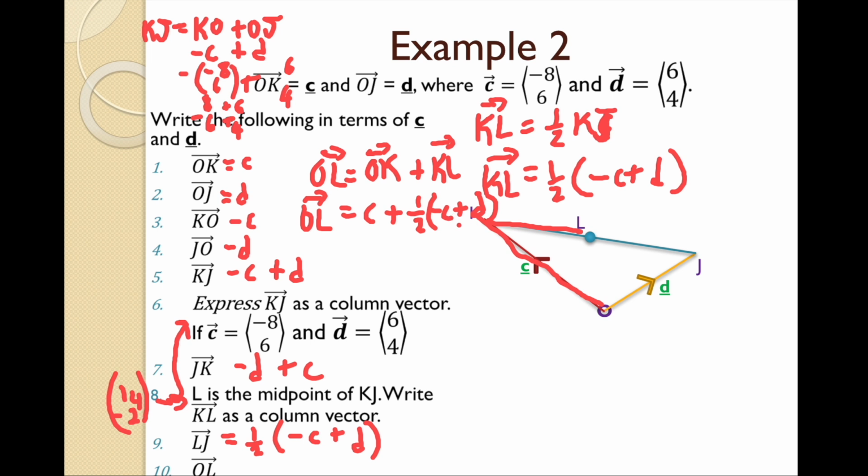Now generally, this could be the answer. However, remember, sometimes we try to simplify it because sometimes they ask us other questions as well. So for instance, in this case, we could say C plus half times negative C would give us negative half C, and then half times D would give us plus half D. Now C, take away half C is what? Half C, great. Plus half D, and that's our answer.